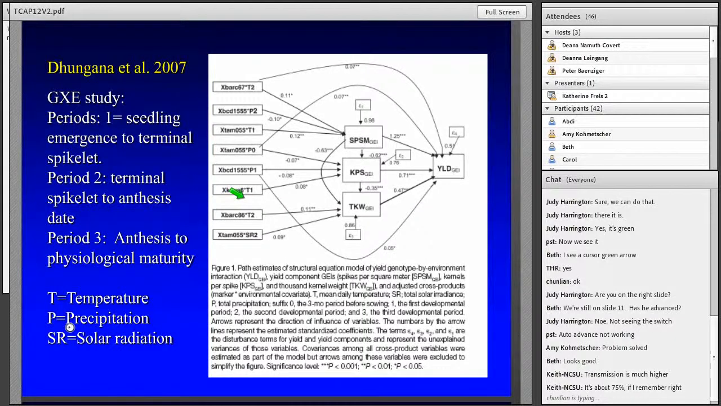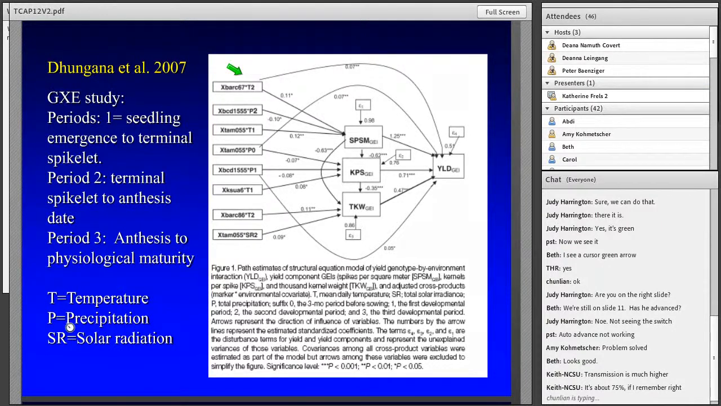Precipitation in that second phase had an effect on that trait. The earlier temperatures had an effect on spikes per square meter. Okay? Then you could be looking at what happened in the later periods, or other periods, you might say. What you'll notice is that actually nothing in anthesis to physiological maturity showed up in any of these paths trying to explain the G by E.